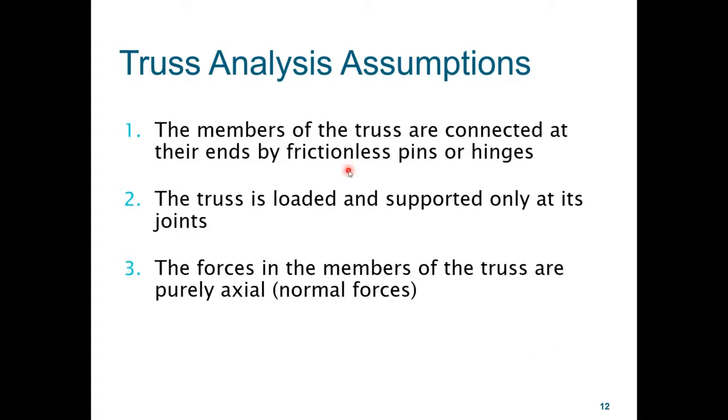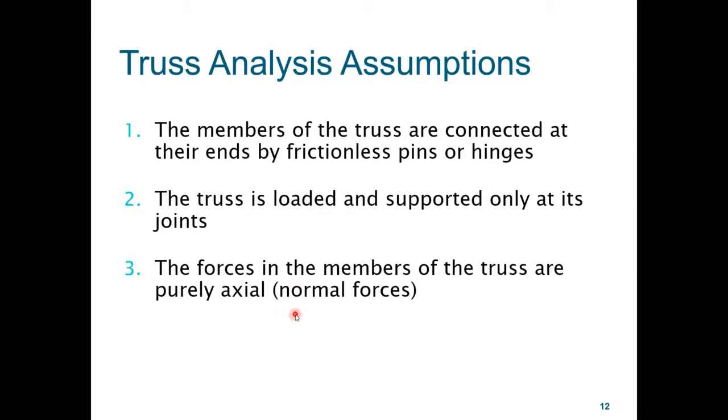The members of the truss are connected at their ends by frictionless pins or hinges. In other words, if I get two members and try to rotate them relative to each other, there's no resistance to that rotation. So it's a frictionless pin because there's no resistance whatsoever to rotation. So it's a hinge. The truss is loaded and supported only at its joints. Where two or more members meet together, that's the joint. The external load is only applied at the joints, not along the length of any of the members.